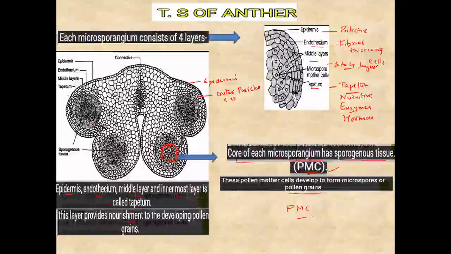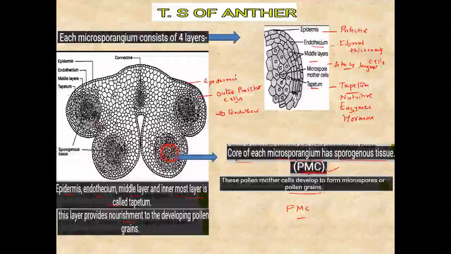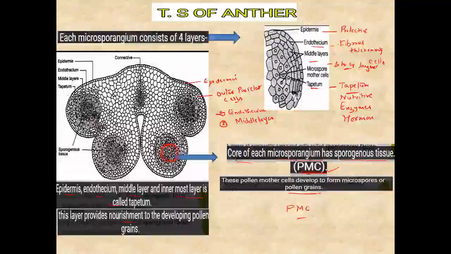The outer parietal cell will now divide to form, number one, the endothecium, and second, the middle layer. So this primary parietal cell divides and forms the endothecium and the middle layer. Then what about the internal cells? Along with that, it will finally also result in the formation of the tapetum. Now, the primary sporogenous tissues are present inside.